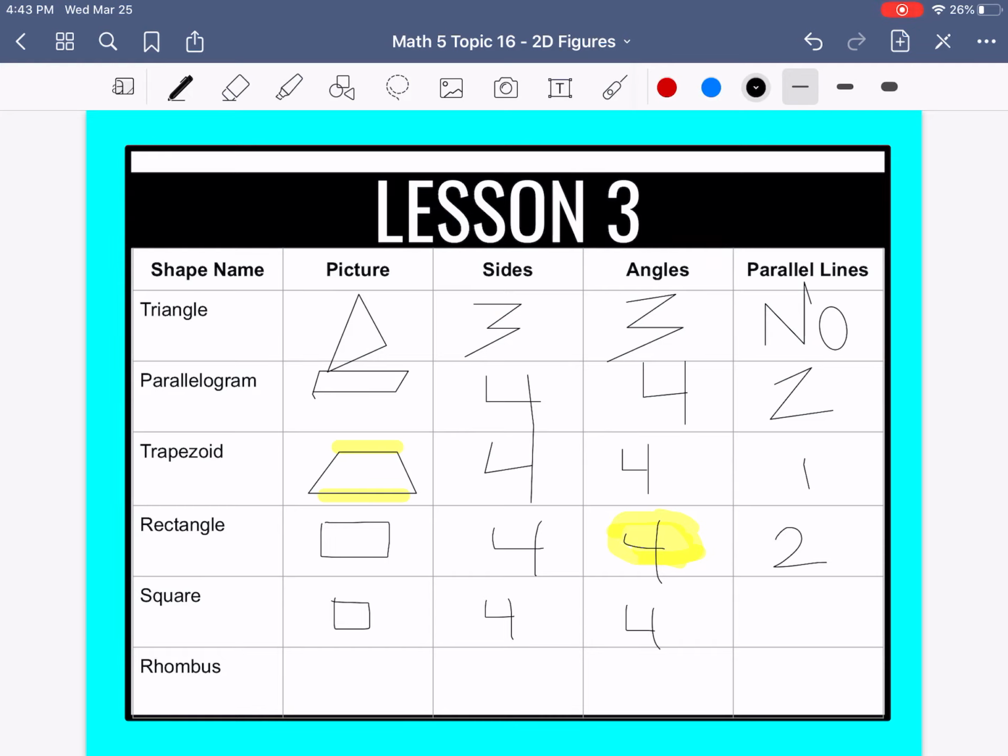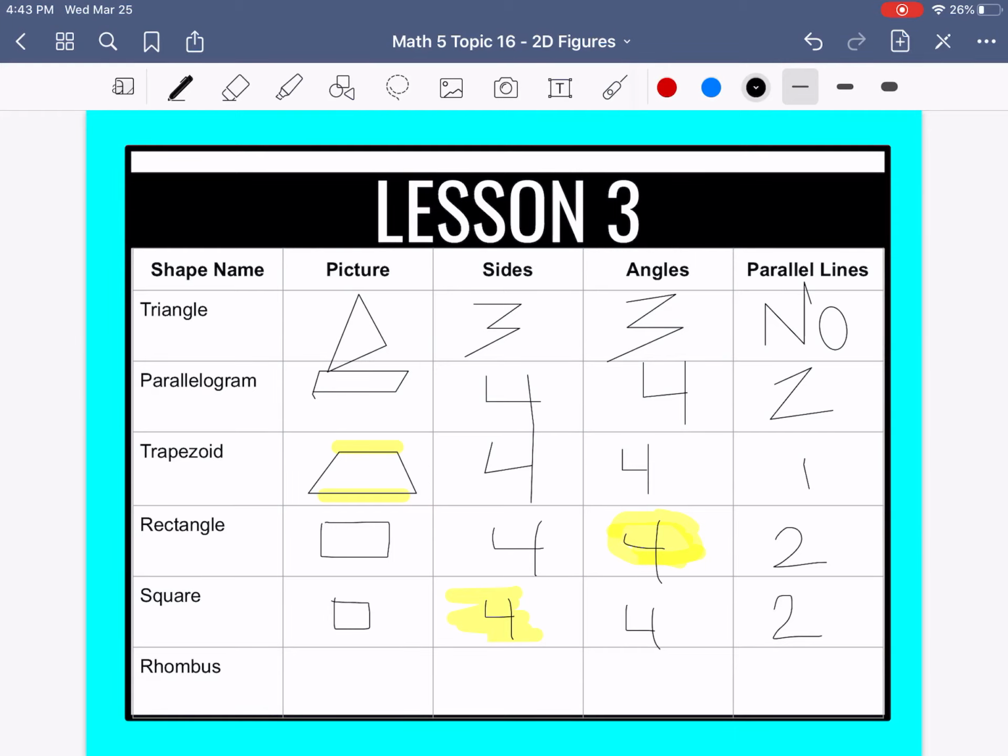Now, a square is also important because it has equal sides. All 4 of those are equal. Okay? Now, a square, how many sets of parallel lines do we have? Good, we have 2 sets of parallel lines. All right, and our rhombus.